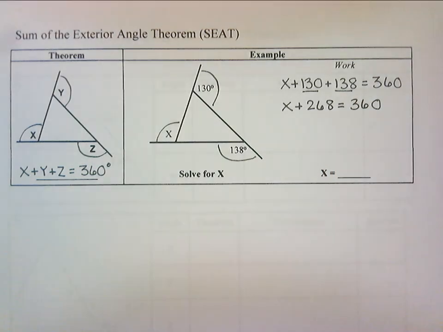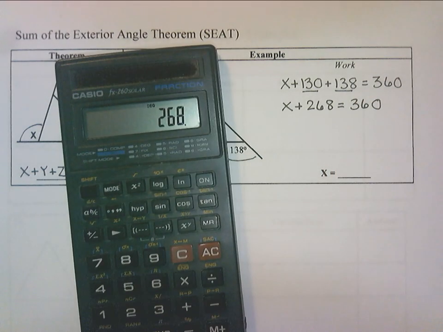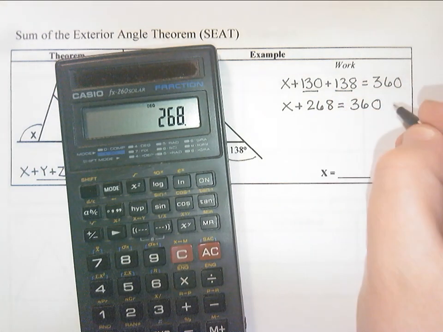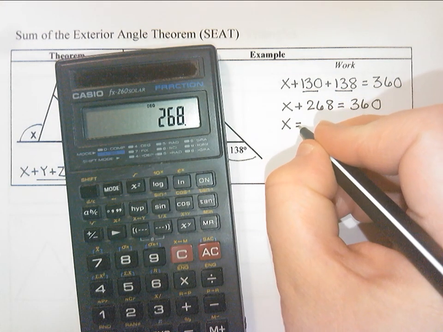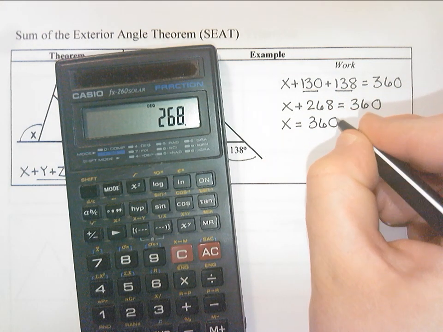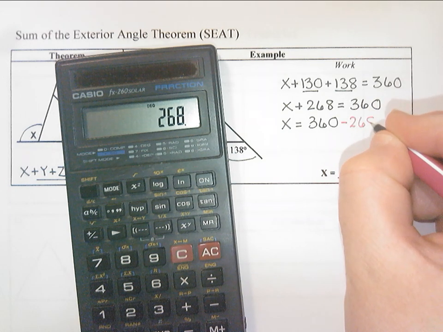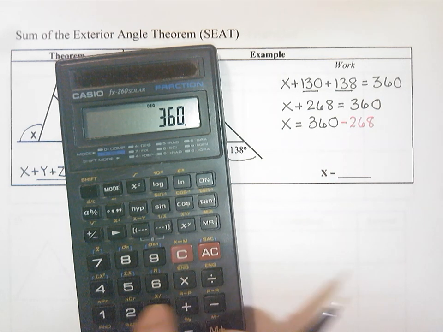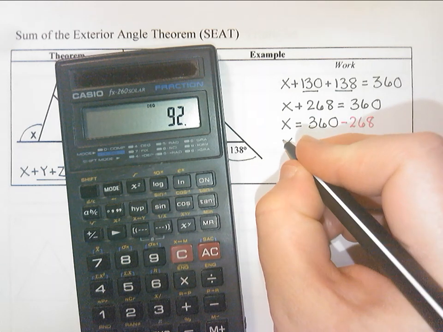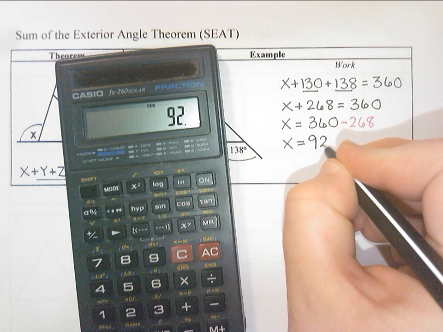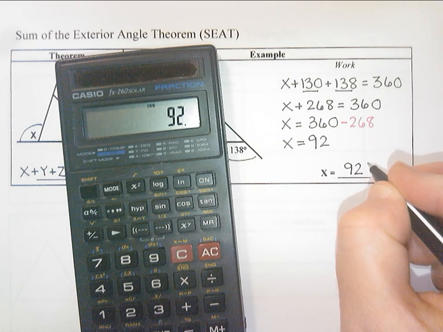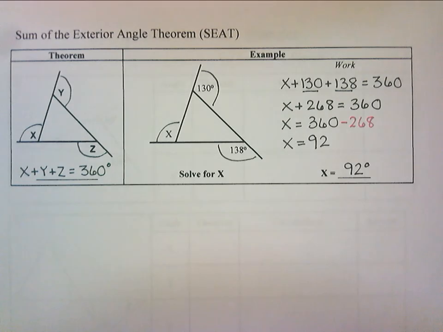And then I will solve for X by subtracting 268 from the other side. So 360 take away 268 gives me 92 degrees. So angle X is 92 degrees.